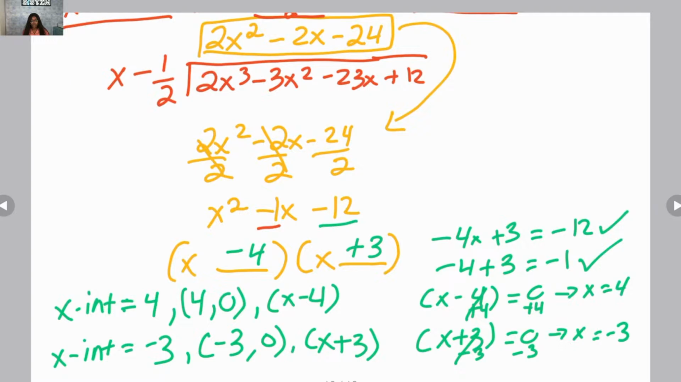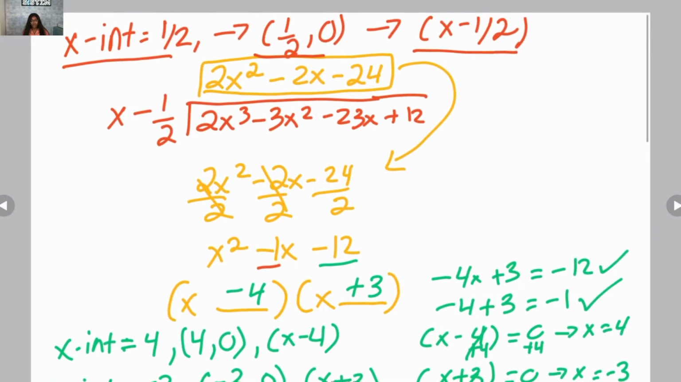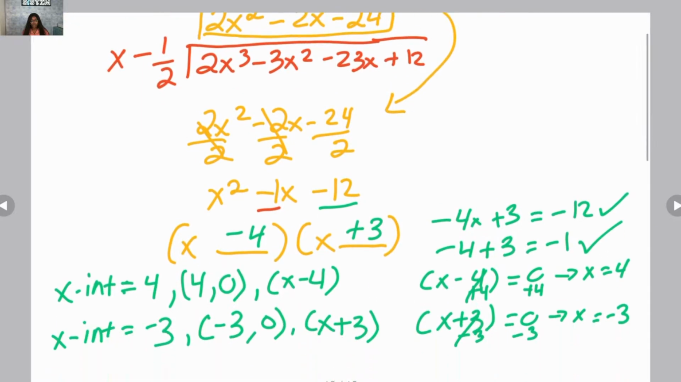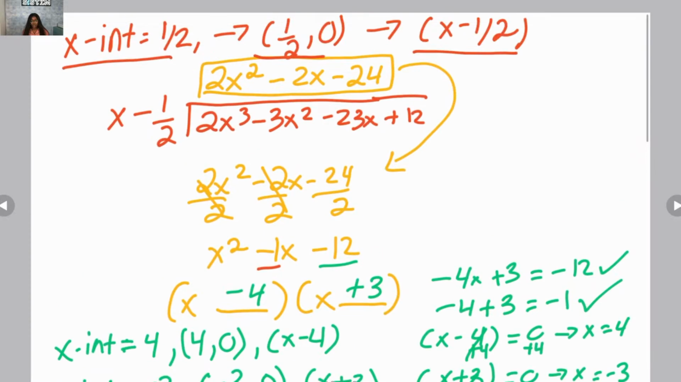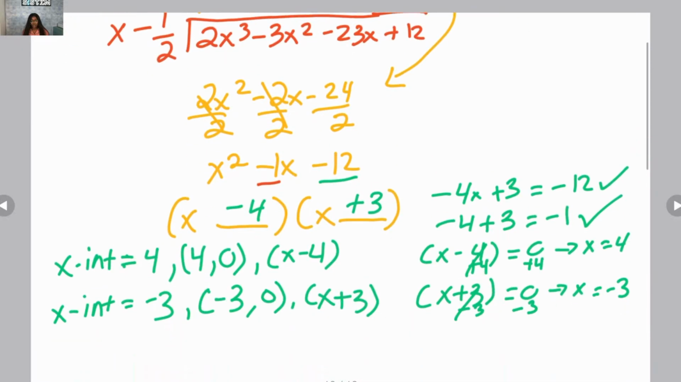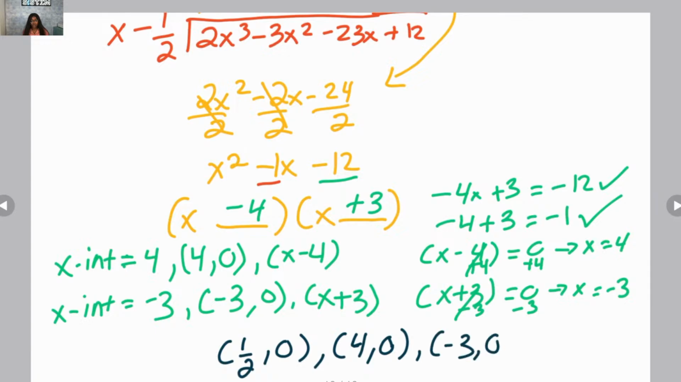Okay? So our final zeros are x equals 1/2, 4, and negative 3. I'll write that at the bottom here. 1/2 comma 0 is one, 4 comma 0 is another, and negative 3 comma 0 is another. And that lines up with our answer, right?